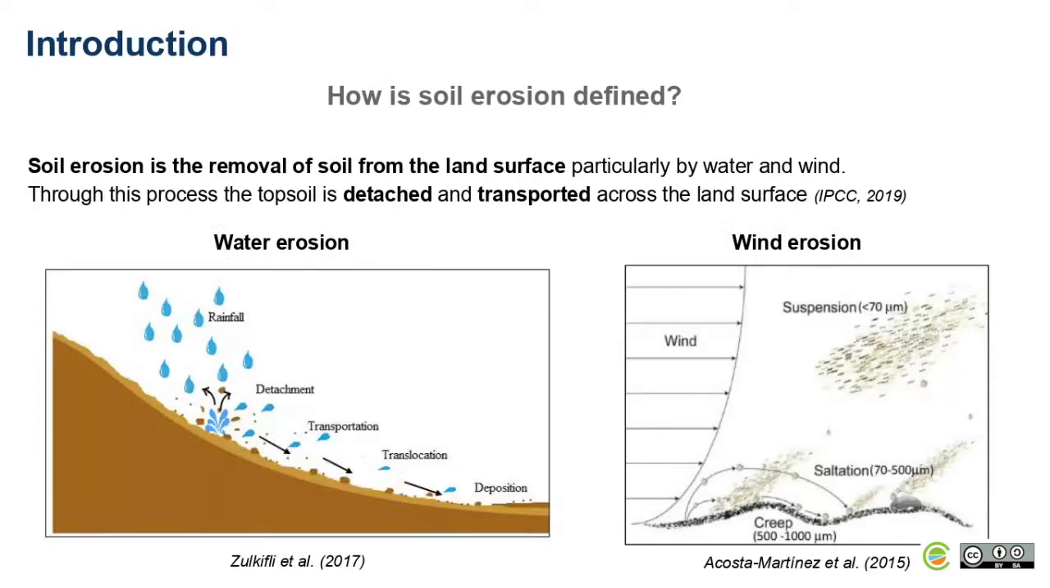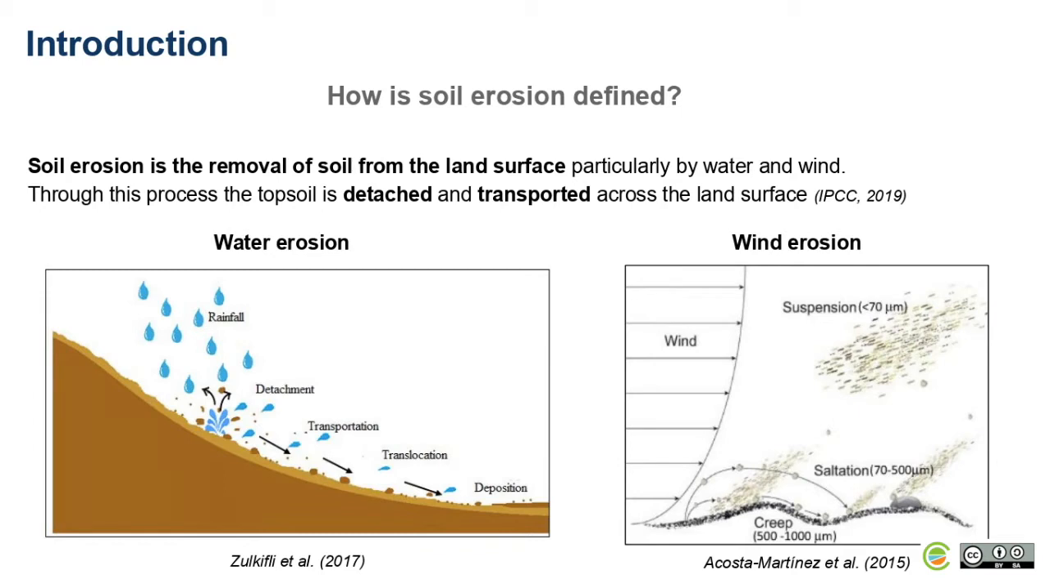Soil erosion is one of the main problems that cause land degradation, and it is the removal of soil from the land surface, which is caused especially by two kinds of erosion agents, which are water and wind. For water erosion, we have the detachment of particles because of rainfall, their transportation and their deposition, and it depends on the intensity of rainfall, the type of soil and the runoff.